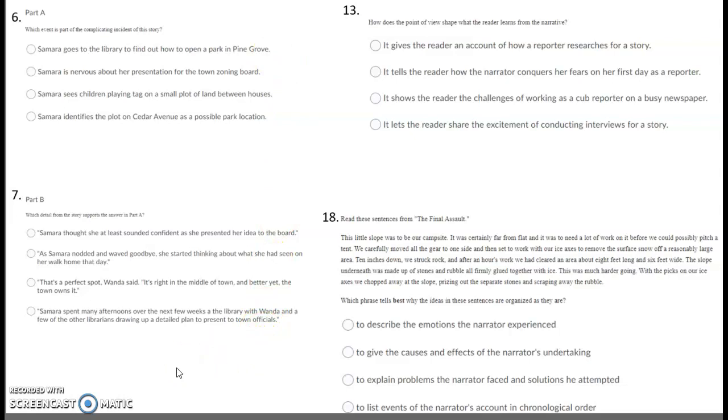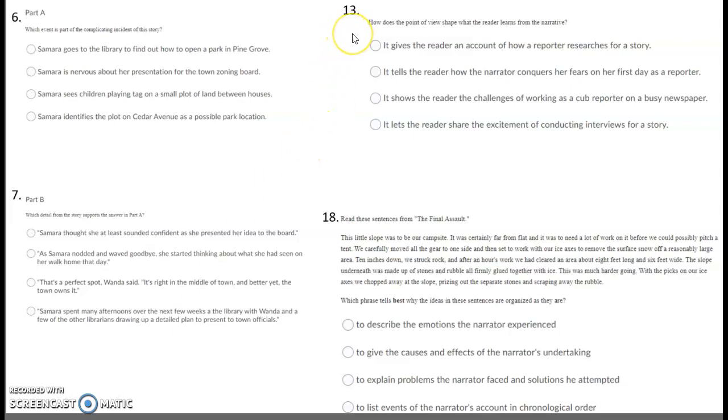But really think about the narrative arc, and the complicating incident is really what propels the rising action. So her observing those three things on her walk home led her to that complicating incident that, hey, my community does not have a public space where people can enjoy and do their own activities.